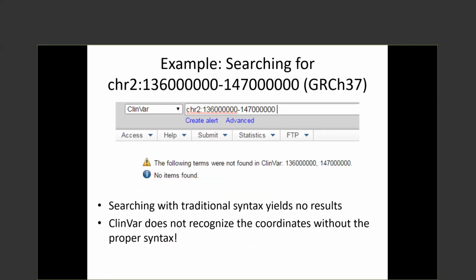So to illustrate this point, we'll search for a region that I know has overlapping CNVs within ClinVar. If I enter the coordinates in the traditional method, as shown here, I get no results. In fact, ClinVar doesn't even recognize that the numbers that I have entered are genomic coordinates.